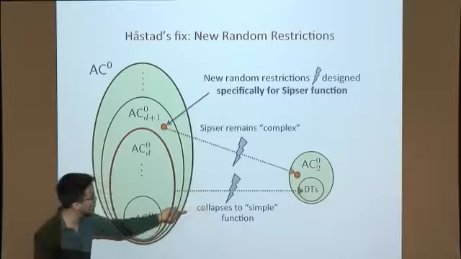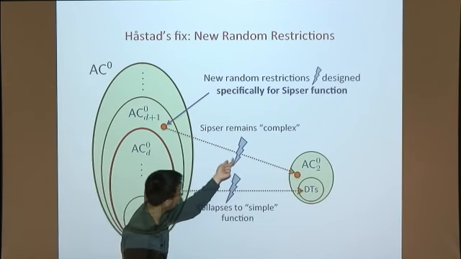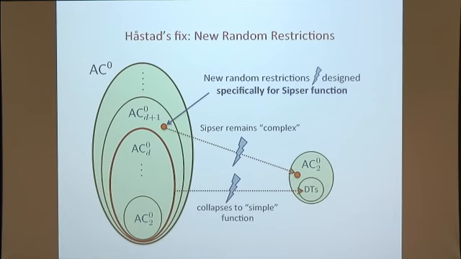He doesn't want to destroy it, and yet he still has to prove that anything of depth 1 less than Sipser still collapses to a decision tree. So he had to prove a new switching lemma for the blue random restrictions. And this blue random restriction was tailored very specifically for the Sipser function. So this is very nice.